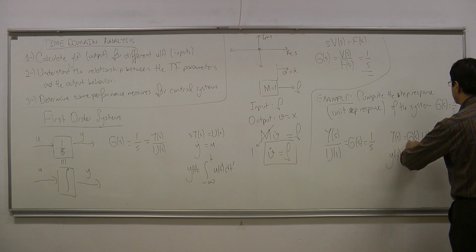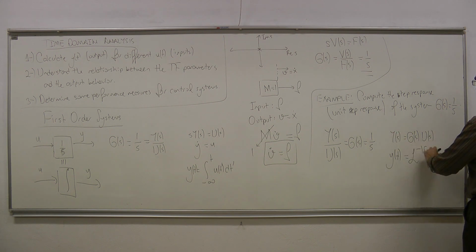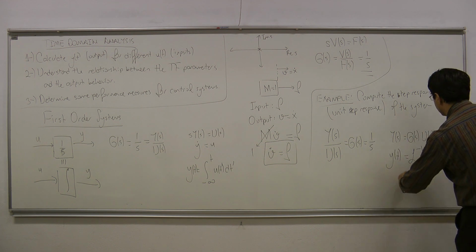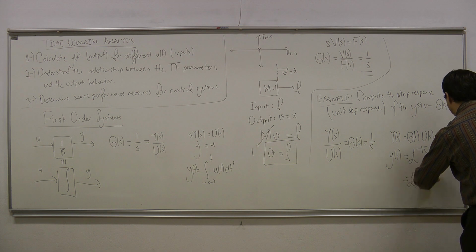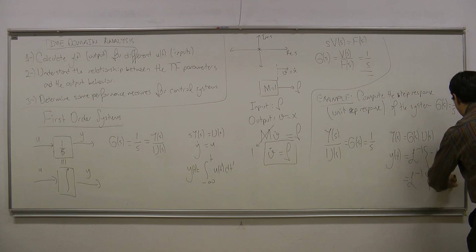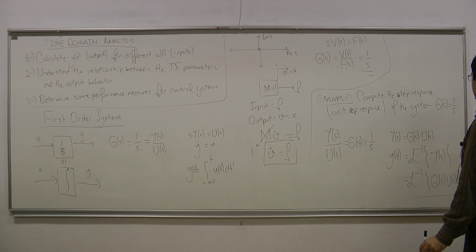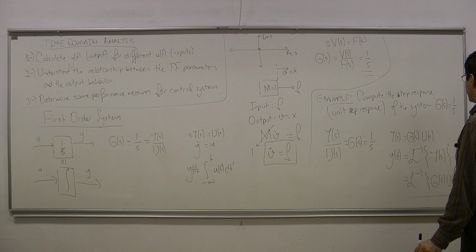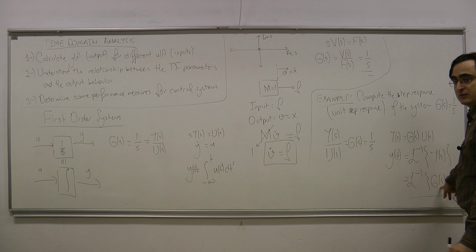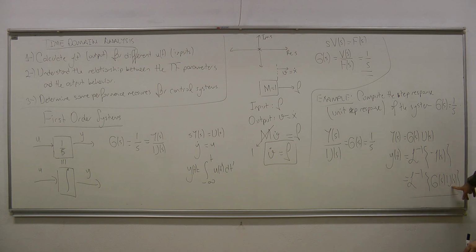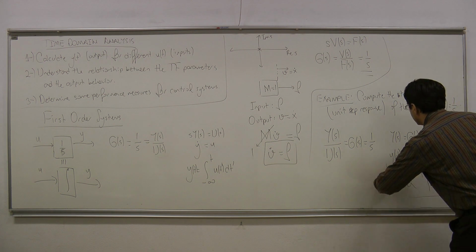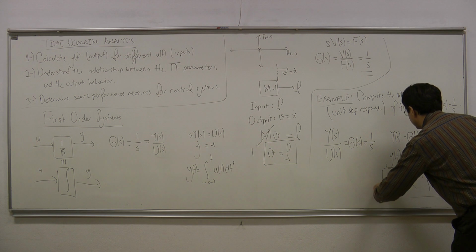So y of t is going to be the Laplace inverse of capital Y of s. And I know that Y of s is G of s times U of s. This is the Laplace inverse of G of s times U of s. So when we are required to calculate the response of a system to some input, we need to multiply the transfer function of that system with the input Laplace transform, and take the inverse Laplace transformation. That is going to give us the output.